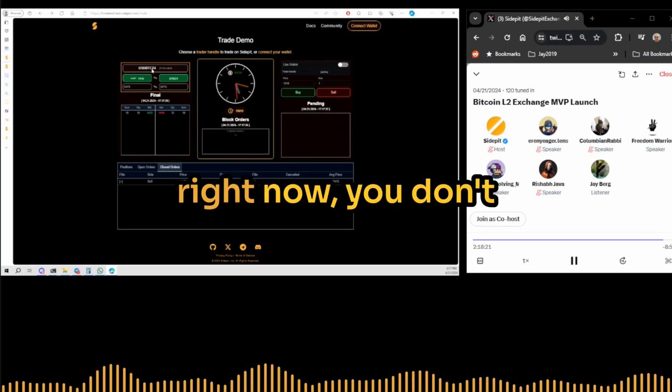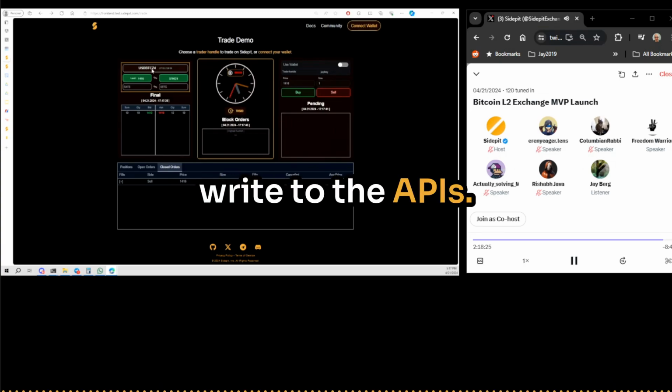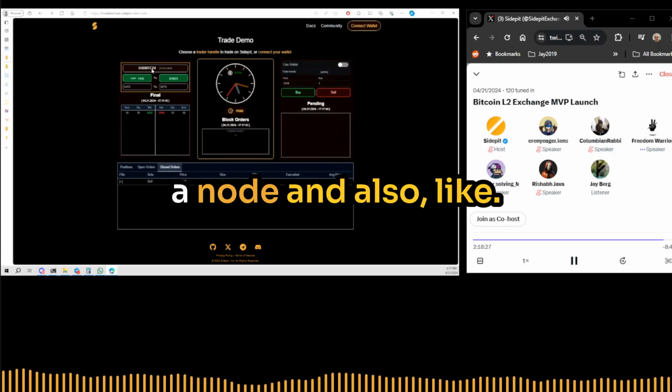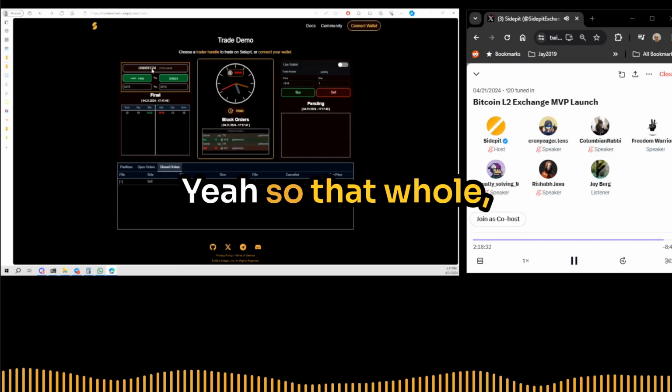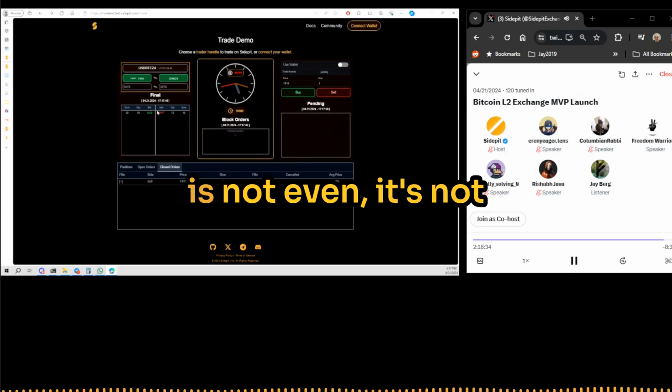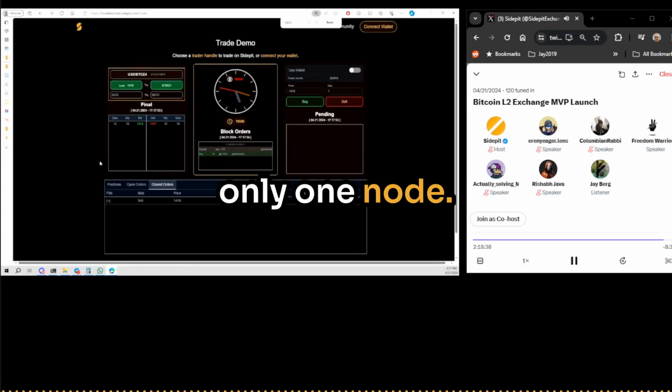Okay, to provide liquidity right now, you don't need a node or anything. You just need to write to the APIs. Yeah, so that whole story I just said about nodes is not even a real thing now. There's only one node, right?